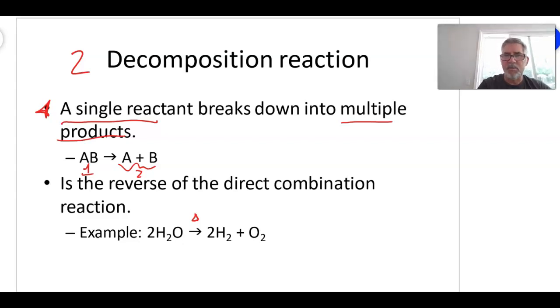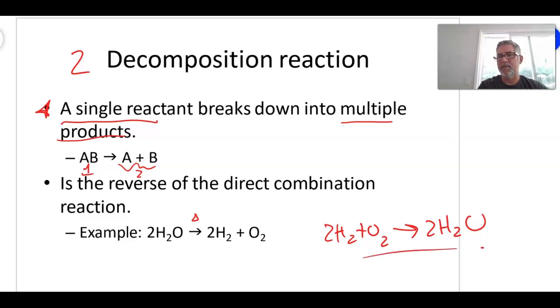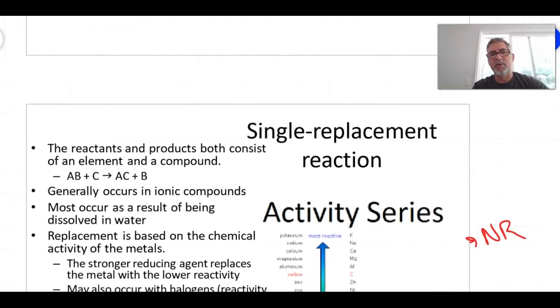You may also notice that if I did this, 2 moles of hydrogen gas and 1 mole of oxygen gas makes 2 moles of water. This is a synthesis reaction here. So my decomposition is simply the opposite of a synthesis. Okay? So those ones are pretty straightforward.